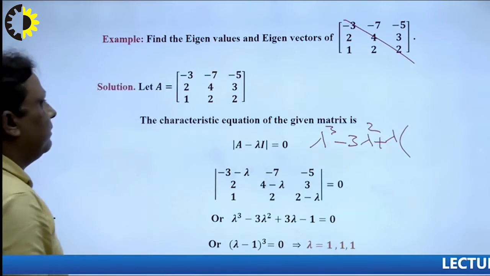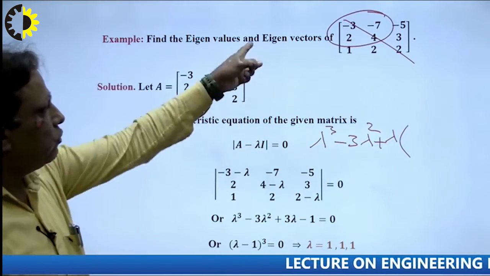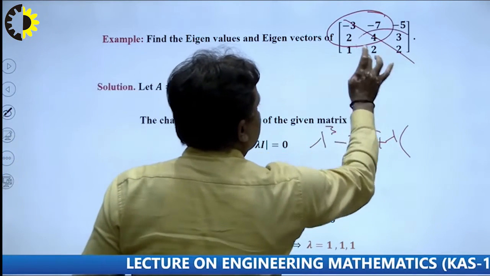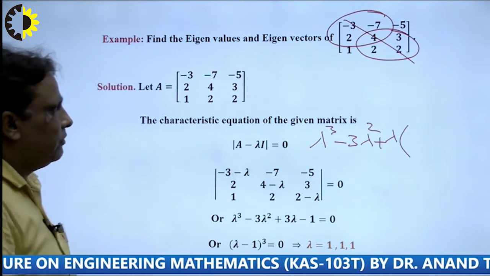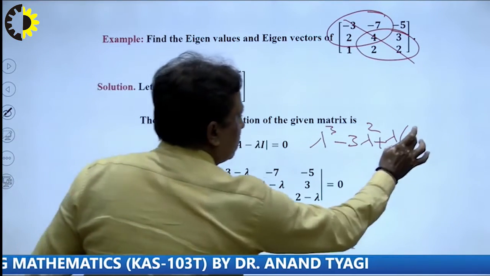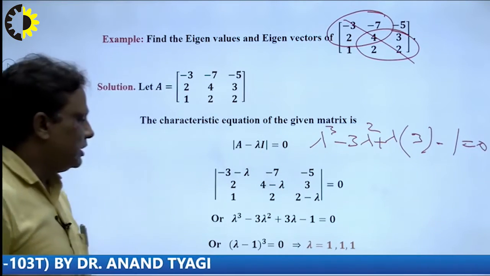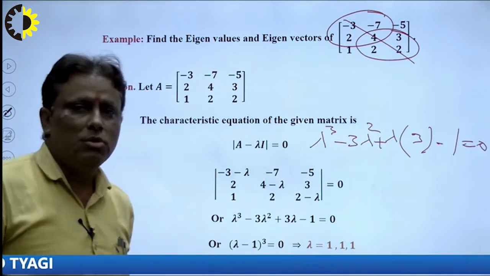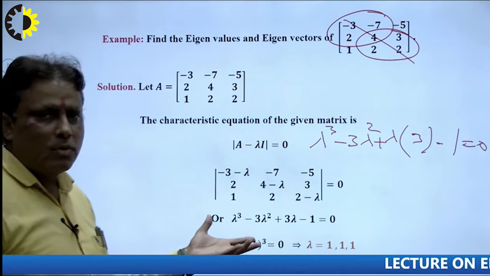There are three different minors. The first is this one: what is its determinant? 4 times 3 is 12, minus 12 plus 14, so 2. The second is this one: 4 times 2 is 8, 8 minus 6, so 2. And the last is 1: 3 times 3 is 9, 5 minus 1 is 5. So the sum, minus the determinant 1, is equal to 0. So the equation is lambda cubed minus 3 lambda squared plus 3 lambda minus 1 equals 0. This is the method to obtain the characteristic equation of the given square matrix.